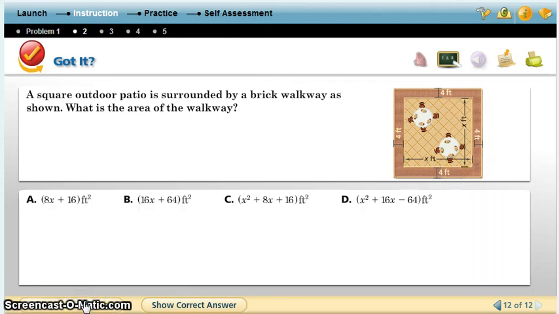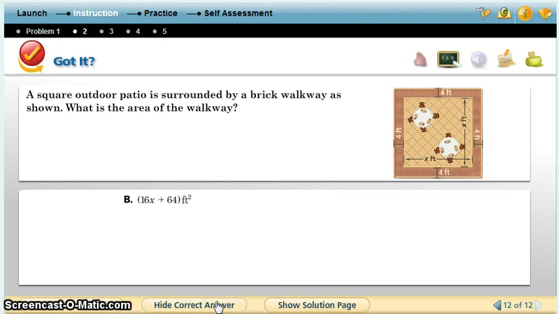So here are some answer choices to choose from. Find the area of the walkway. So solve it exactly the way they just did the last problem. Now your correct answer is B. And here's the solution page to this on how to go about solving this.